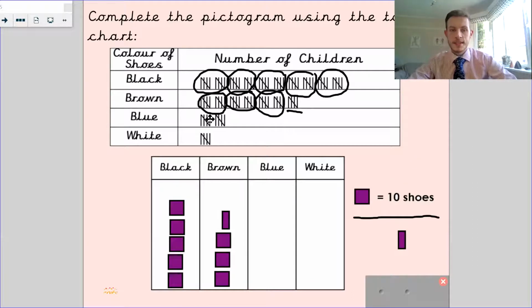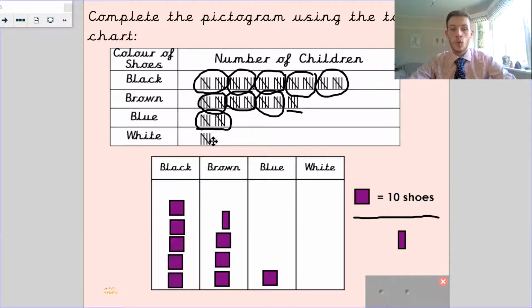We're going to go back to seeing whether we can put them in as our key as being full tens. So we've done black, we've done brown, we're going to do blue now. So grouping in tens, we've got 5, 10. So that is one group of 10. So for blue, we just need one drawing of 10.